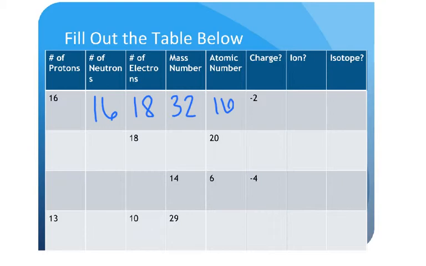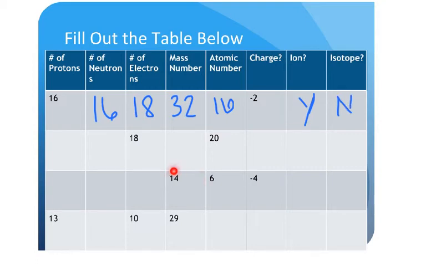Finally, it has some yes or no questions on the side. Is this an ion? The answer is yes, because there is a charge, negative 2. Is this an isotope? Well, since we use the mass number given on the periodic table, this would not be an isotope. Let's do one more together.